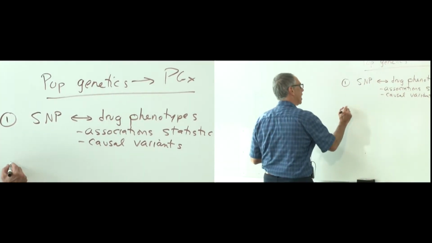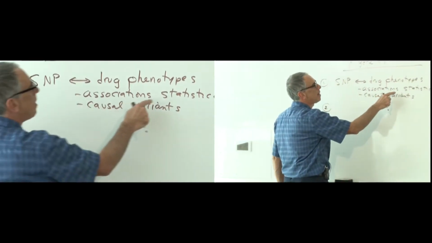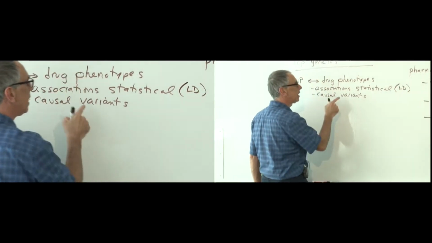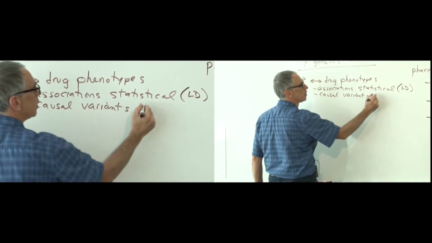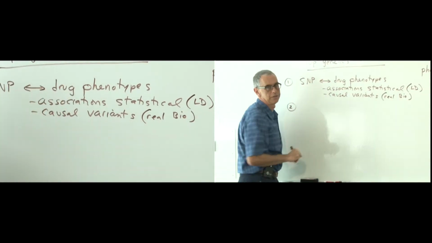Second big idea from population genetics, and of course, the reason they may be associated is because of LD. So LD leads to the statistical associations, but I would say real biology leads to the causal variants.